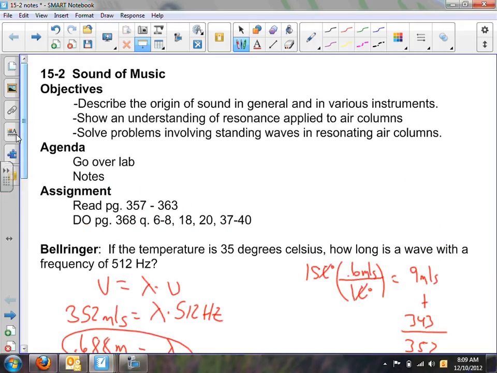And let's look at 15.2. Start sound of music. Describe the origin of sound in general and in various instruments. Show an understanding of resonance applied to air columns, and then solve problems involving standing waves in resonant air columns.